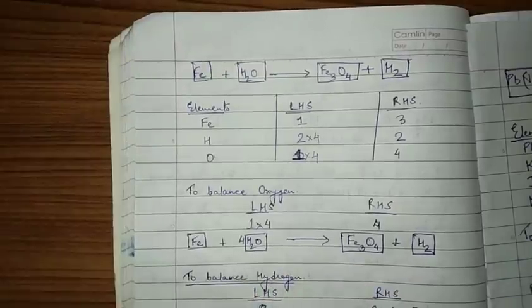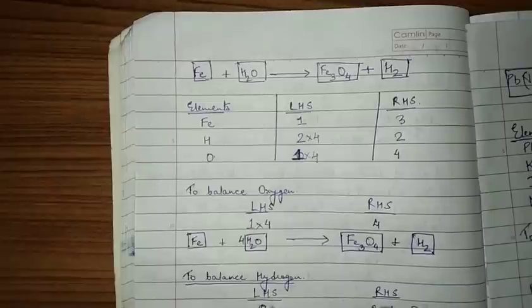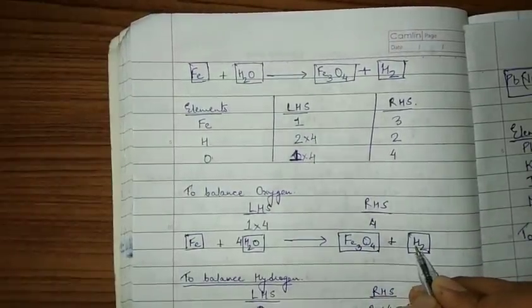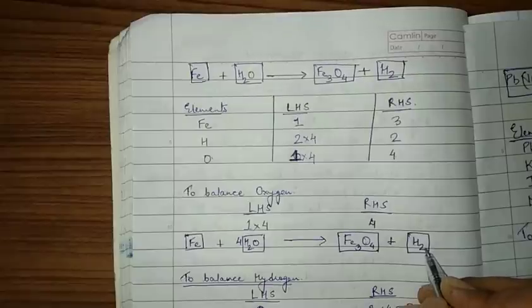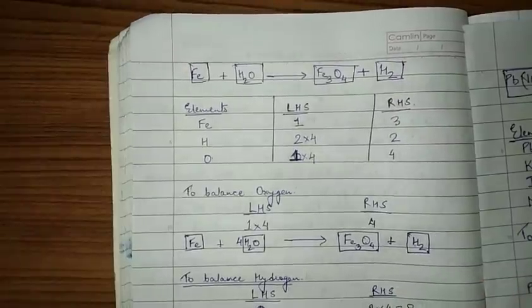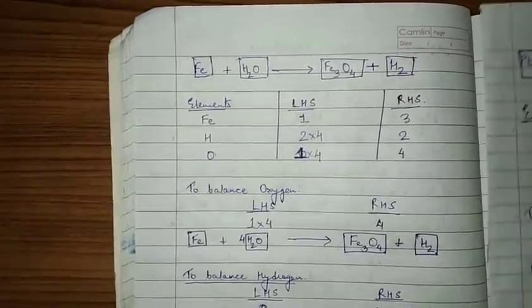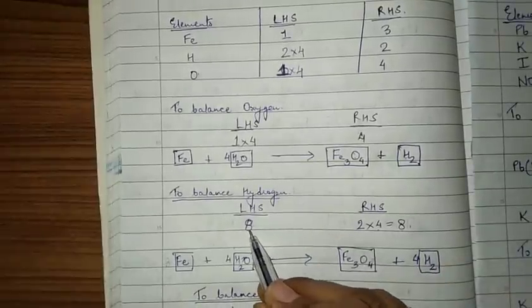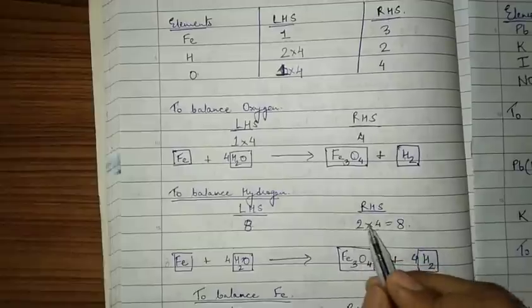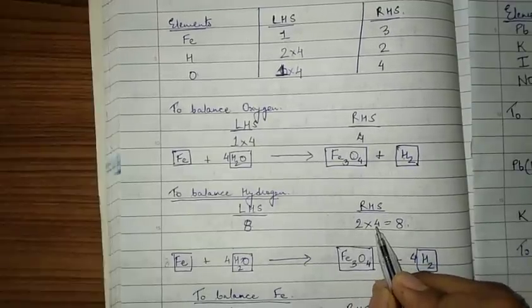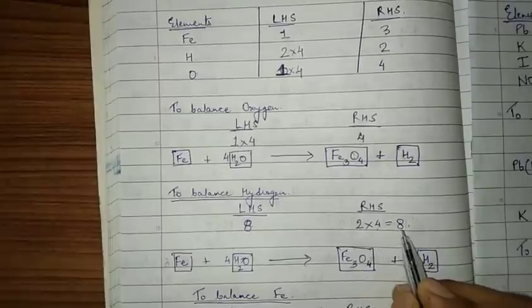So hydrogen is 8 now on the left hand side, but hydrogen is still 2 on the right hand side. So this means that hydrogen is not balanced. Now we need to balance hydrogen. So we multiply the right hand side hydrogen by 4 to make it 8. The left hand side hydrogen was 8, the right hand side hydrogen was only 2, so we multiplied the right hand side hydrogen by 4 to make it 8.